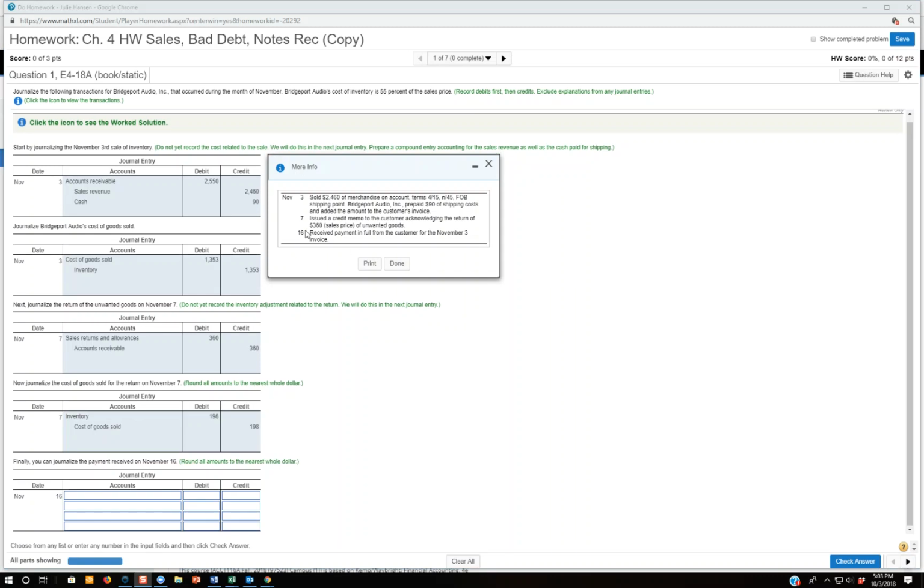And finally, the company receives payment in full from the customer on November 3rd. Okay, or so excuse me, for the November 3rd invoice. Now when did they pay it? Well, they took it out on the 3rd, they paid it on the 16th. That's 13 days later. So they are technically within this grace period.